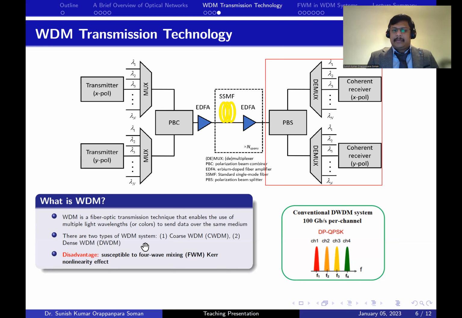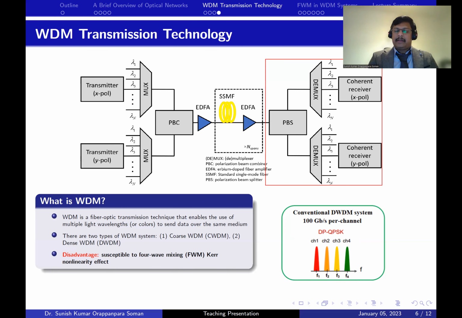There are two different types of WDM. One is coarse WDM and another is dense WDM. That depends on the spacing between the WDM channels. The figure on the right bottom corner shows an example of a DWDM system where 4 different frequencies or wavelengths are used to transmit information. The modulation format used is dual polarization or polarization multiplexed QPSK. By having these 4 wavelengths, each carrying 100 gigabits per second, in total we can transmit 400 gigabits per second of data over the optical fiber.